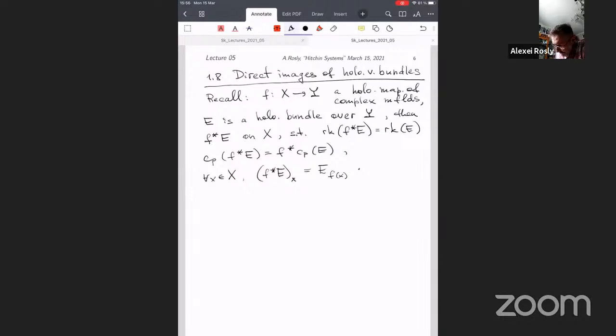But now, what can we do if we have a bundle over X and we want to construct something on Y? Again, let us have the same situation: a holomorphic map of complex manifolds, and now a bundle on X.